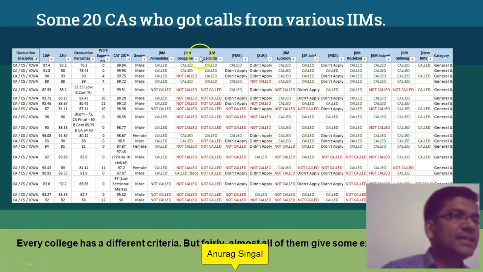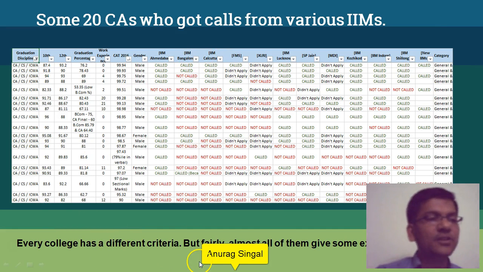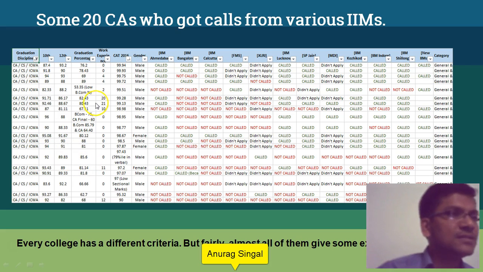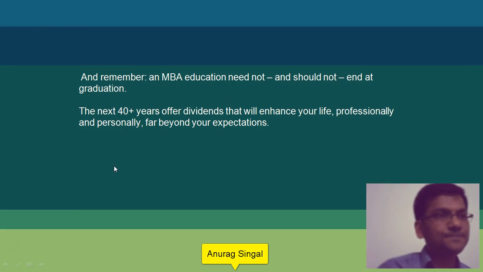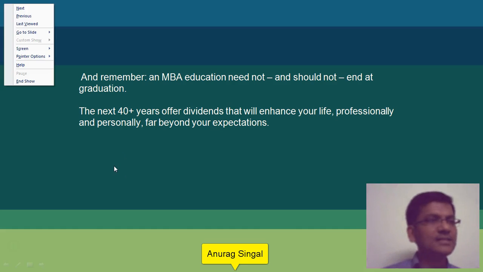So if you look at CAs, every college has a different criteria, but fairly most of them, except IIM Calcutta, will give you some extra preference for being a CA. So this was the pattern in which there were 20 CAs who were called for various IIMs. I got this info online. So 10th, 12th, graduation, everything is populated. WorkX is 0, 4, 2, 20 months, and this was a CAT percentile, and that's how we did it.